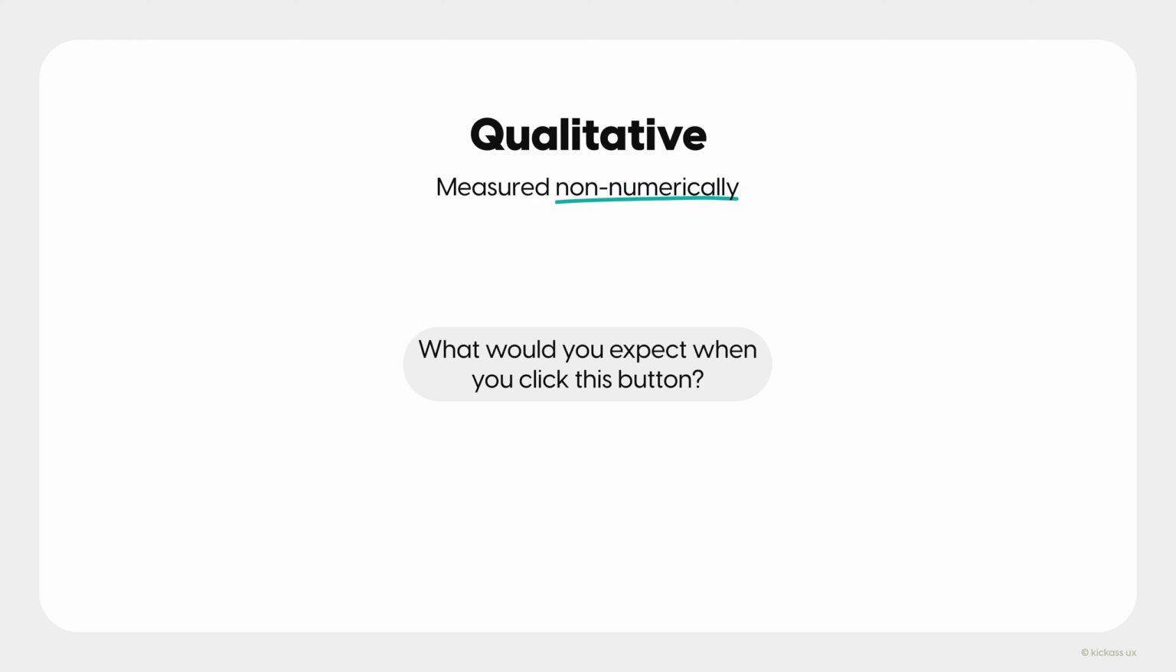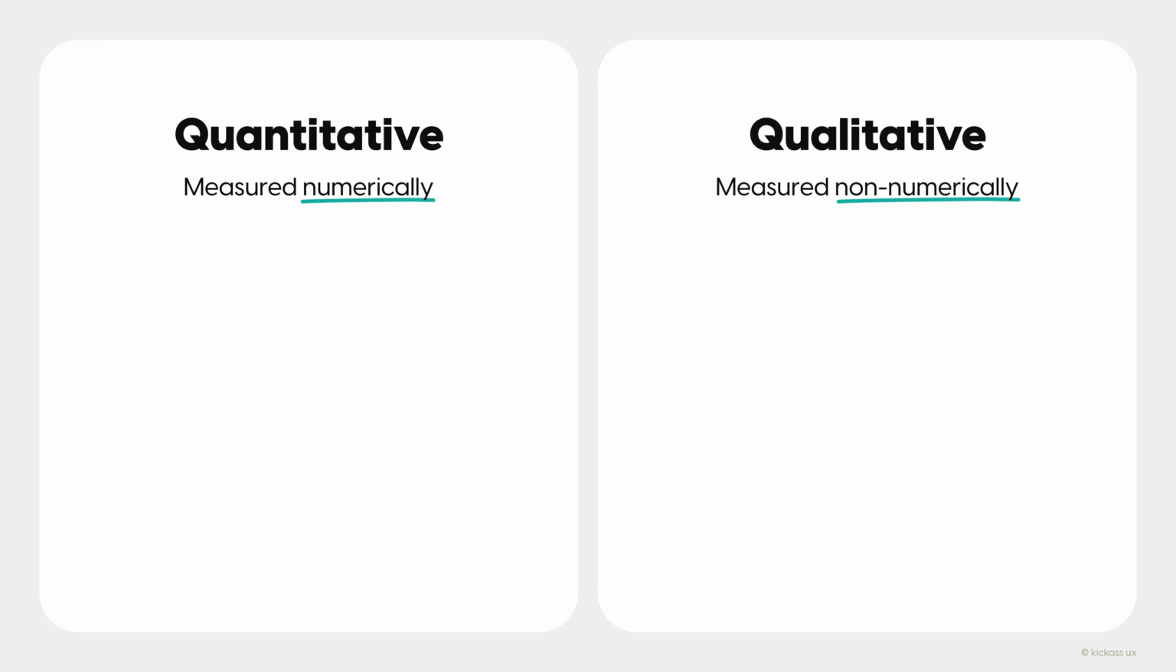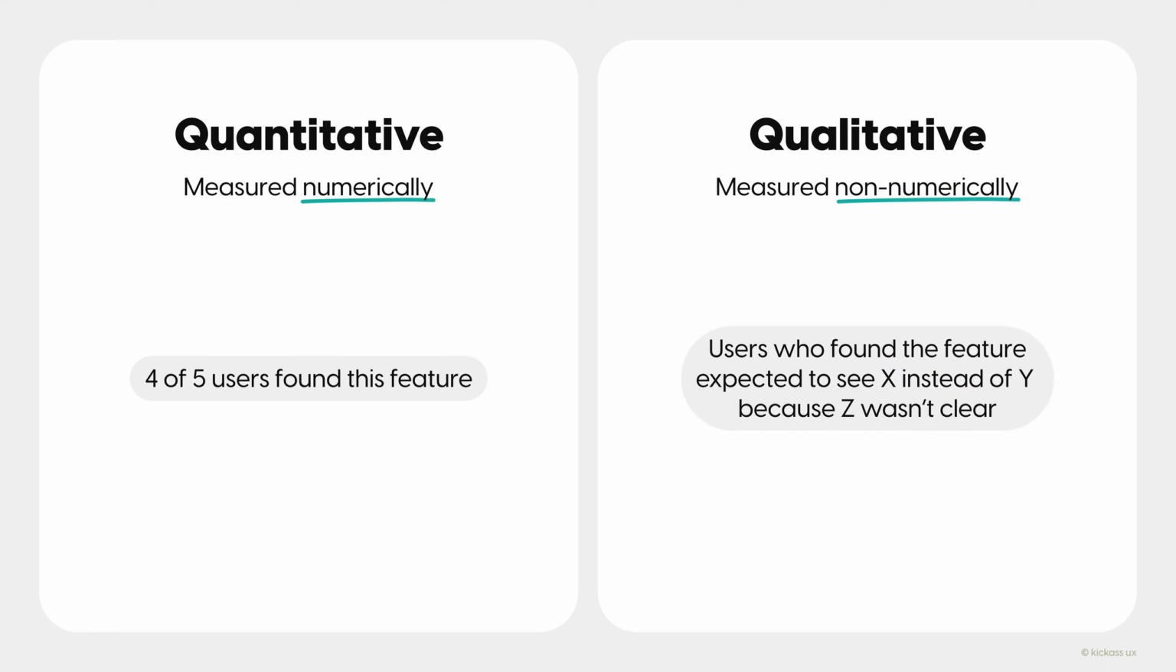Qualitative questions are open-ended like, what would you expect when you click that button? Why do you think that? And of course, why? Usability tests are all about watching people's behaviors when using your product. Researchers can dig into behaviors while they observe them and ask why people do what they're doing. For example, let's say that you're testing the discoverability of a new feature in your app. Quantitative data might look like 4 of 5 users found the feature. Qualitative data would be something like users who found the feature expected to see X instead of Y because Z wasn't clear.